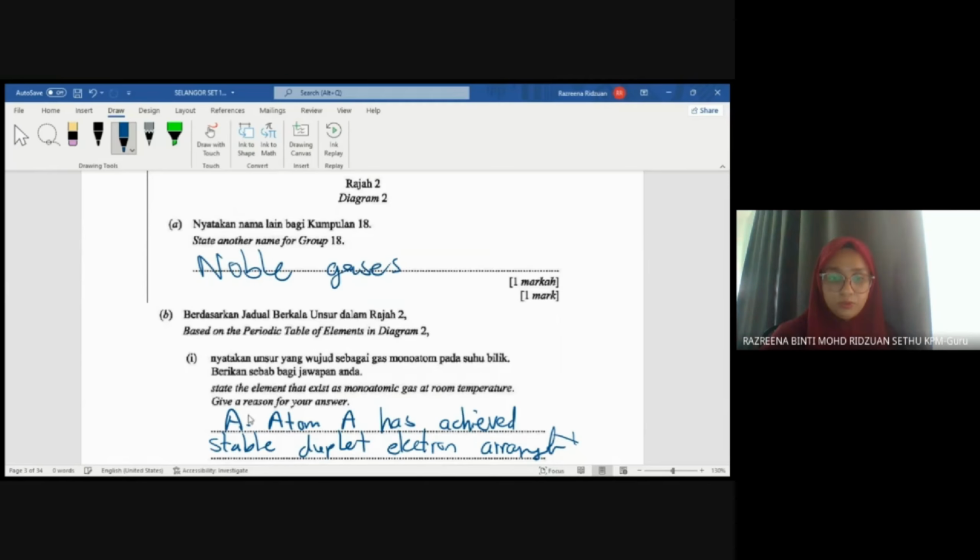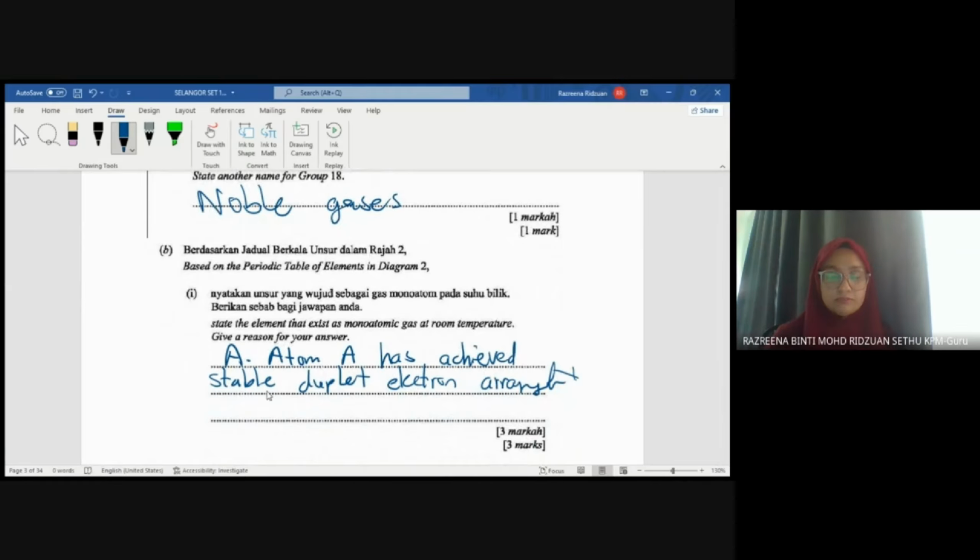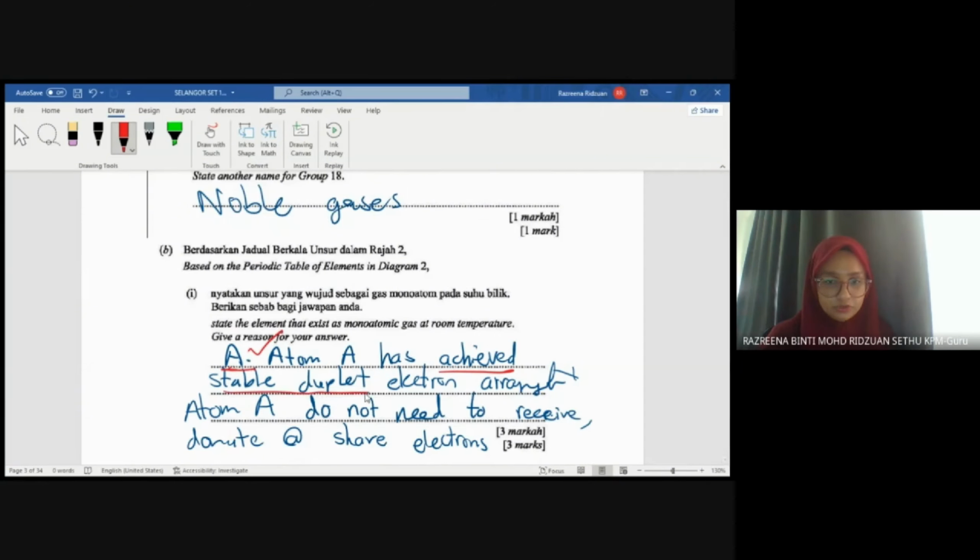So this is only the second mark. The third mark is that atom A does not need to, you must mention these three: receive, donate, or share electrons. So these are the 3 marks that you need to get. One mark for the element A, one mark for has achieved stable duplet electron arrangement, another mark for they do not need to receive, share, or donate. You can get a total of 3 marks here.